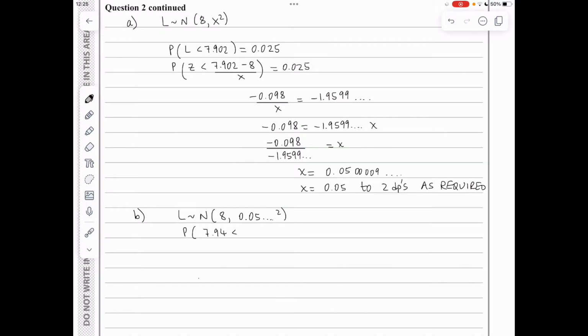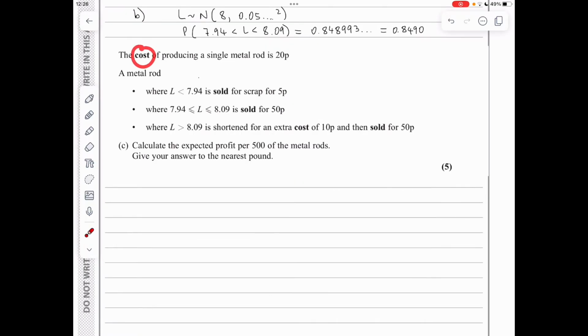7.94 and 8.09 is simply found on the calculator. In the normal CD mode, it's 0.848993 dot dot dot, which to 4 decimal places will be 0.8490. We are then told that the cost of producing a metal rod is 20 pence. Anything that has a length which is less than 7.94 is sold for scrap for 5 pence. Between 7.94 and 8.09 is sold for 50p, and anything that's more than 8.09 in length is shortened at an extra cost of 10 pence and then sold for 50p.